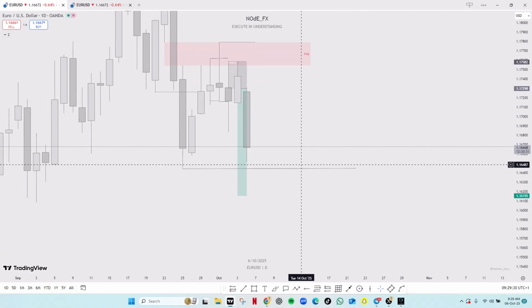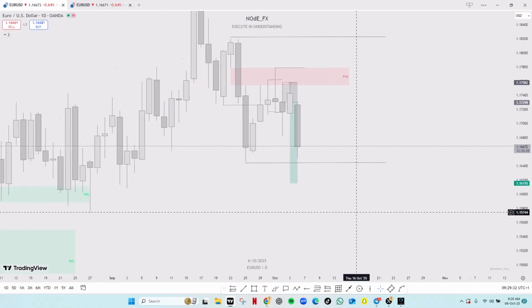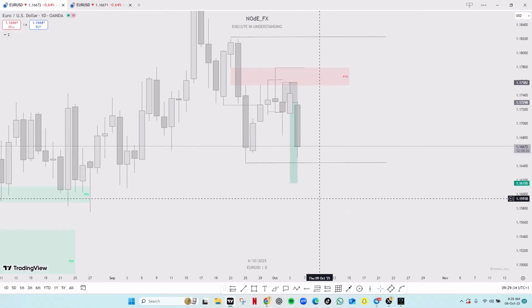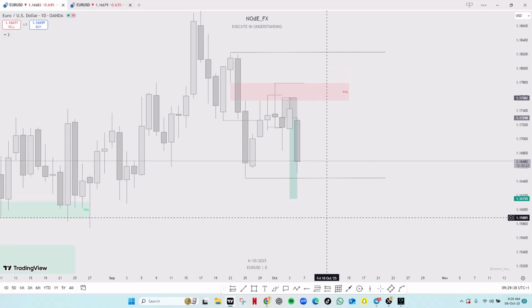And now we can see how this trade is playing out. Thereabouts, price will take out this external liquidity and give us a new range to trade with. Either we buy or we sell.